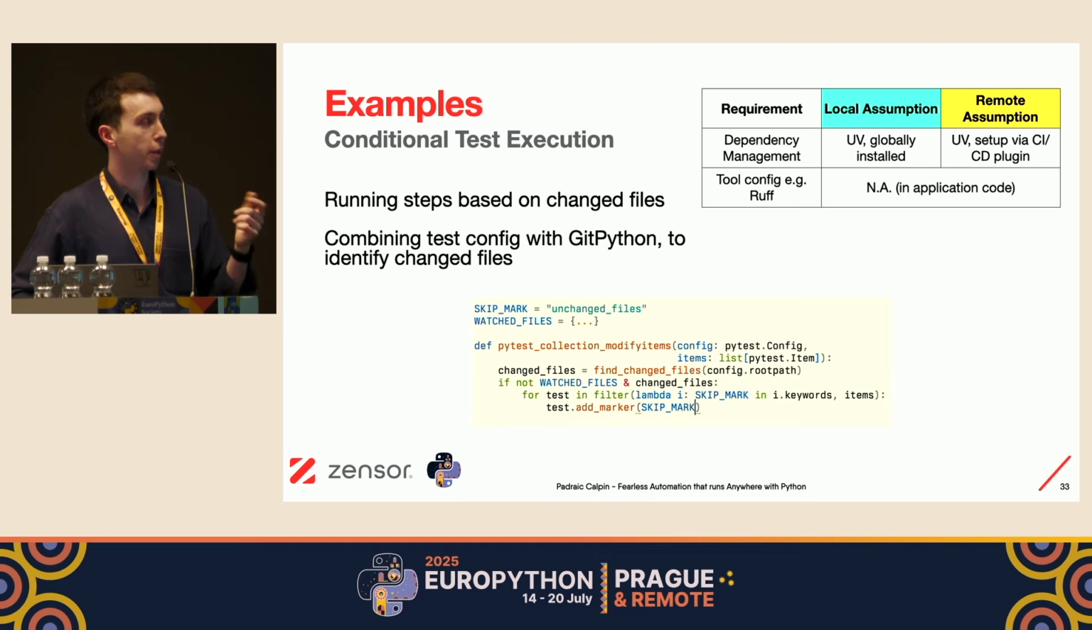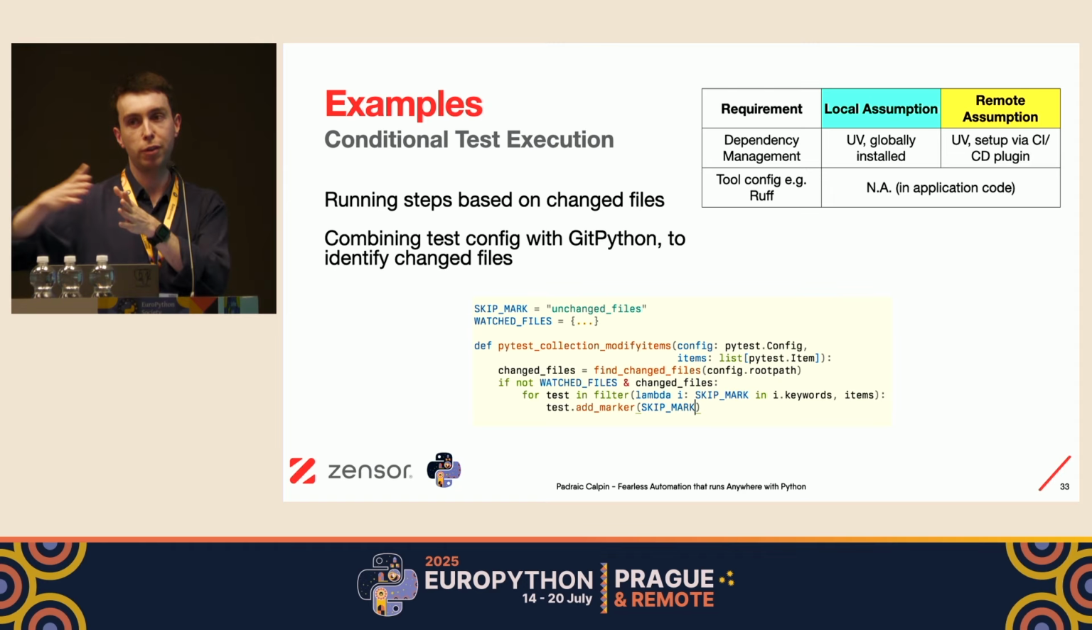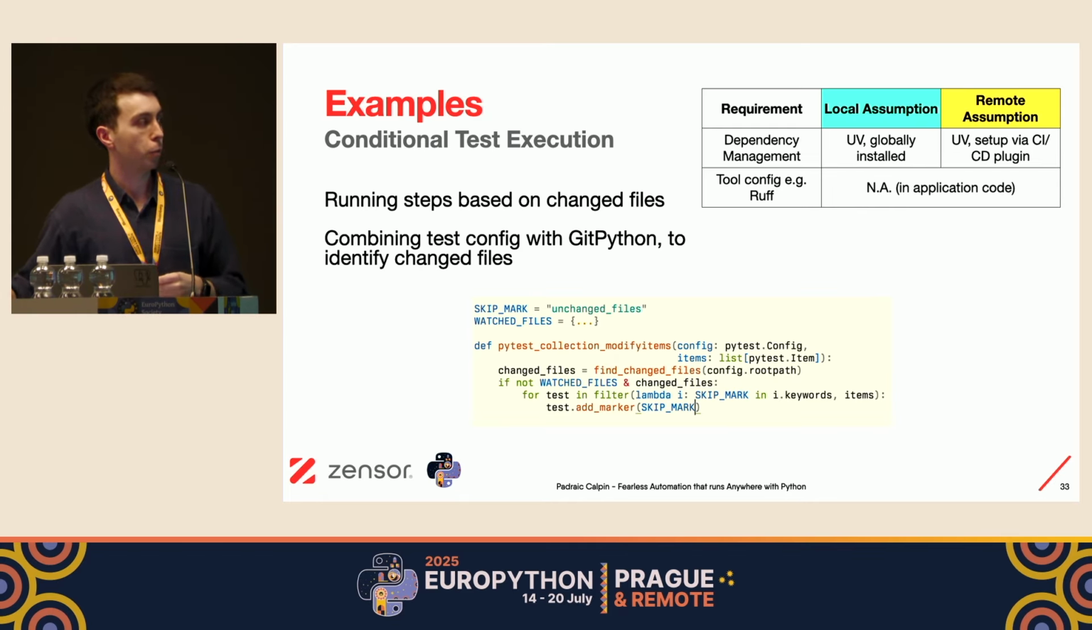We can then combine this with the PyTest hook. PyTest has a hook that runs at the beginning of execution, when it's figuring out what tests are available and which ones it has to run. In that hook, we take our files, and if none of the files we're worried about has changed, then we can apply a mark to any tests that have a particular mark. That means PyTest will automatically skip their execution because the file hasn't changed.